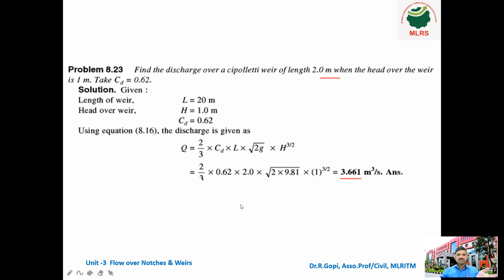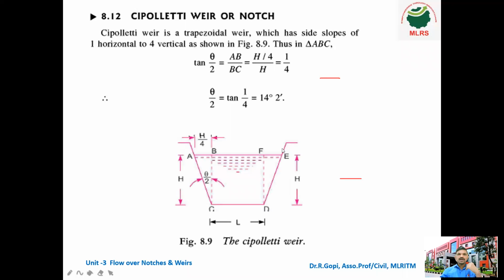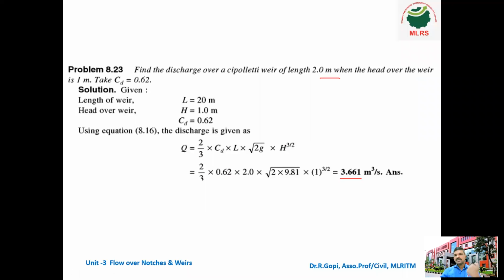Here, unfortunately, I didn't mention the triangular portion. So you can calculate yourself. Okay. So this is for Q1 and Q2, that formula 8 by 15 Cd tan theta by 2 into root 2g h power 5 by 2. Okay. In that tan theta by 2, instead of theta by 2, you put 1 by 4. That's all. So finally, the summation of Q1 plus Q2, we get the final answer.